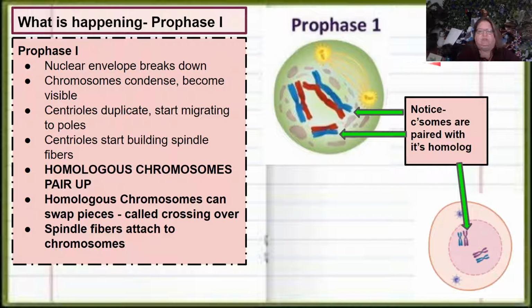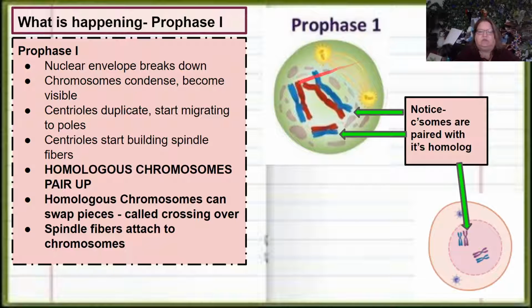So in prophase 1, there are going to be some similarities to what you've learned before. In prophase 1, the nuclear envelope breaks down, the chromosomes condense and become visible, the centrioles have duplicated and they're migrating to the poles. You can see those right here. And then the centrioles start building the spindle fibers. You can see them in the yellow lines.